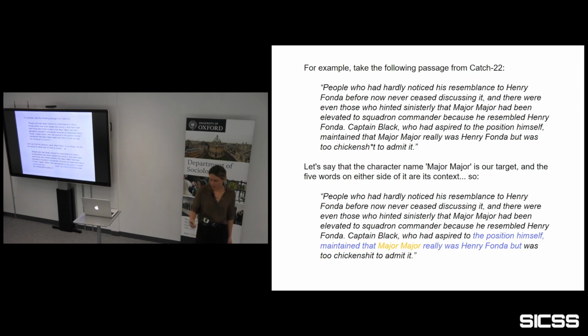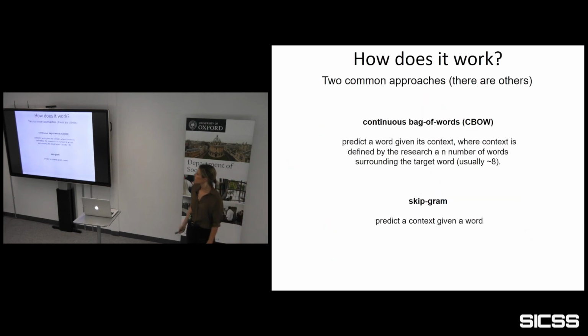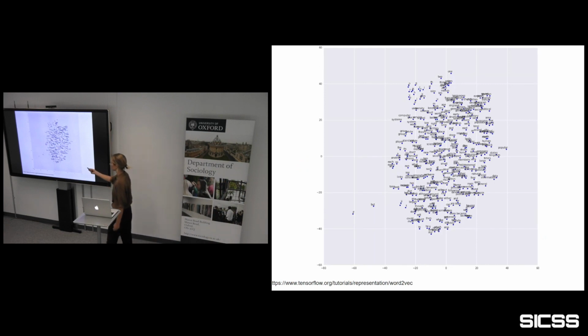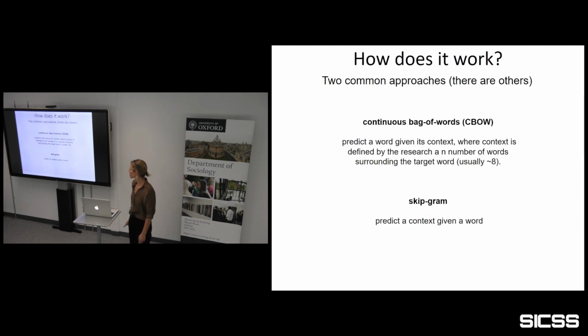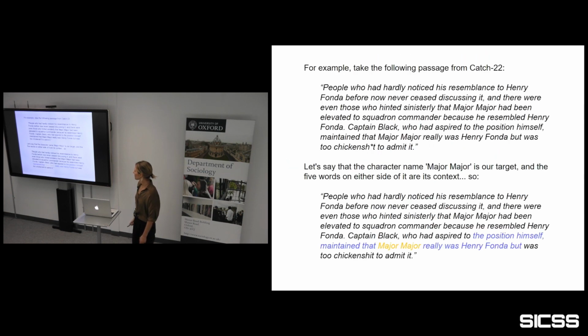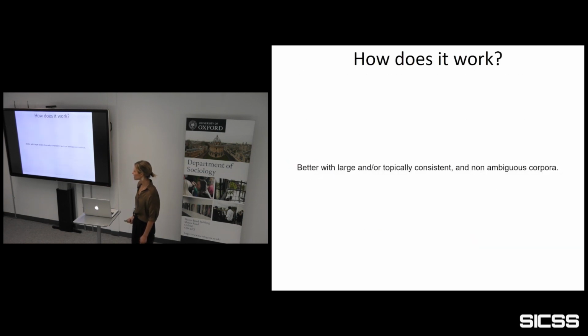Yeah. These are the vectors just in space. And you define the number of dimensions that you want. This link will give you it in 3 dimensions, which is a little bit better. Yeah, yeah. Any other questions?